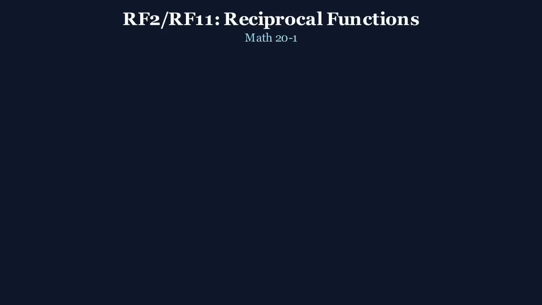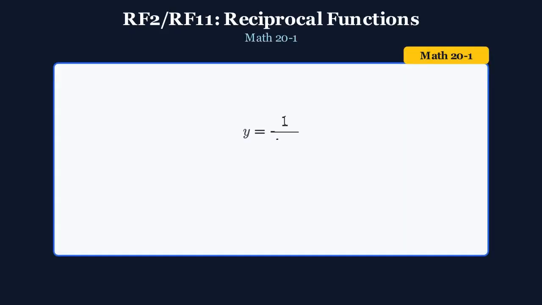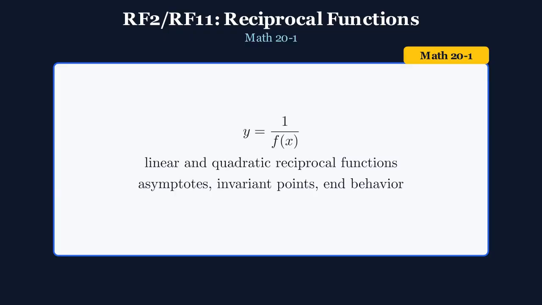Hey everyone, welcome back. In this Math 20-1 lesson, we are learning reciprocal functions, outcomes RF2 and RF11. We will graph y equals 1 over f of x from y equals f of x, study reciprocals of linear and quadratic functions, identify vertical and horizontal asymptotes, find invariant points, and describe end behavior.